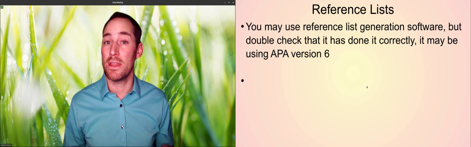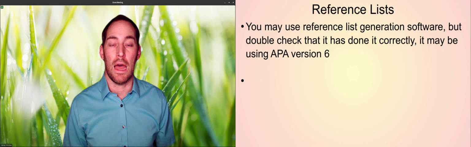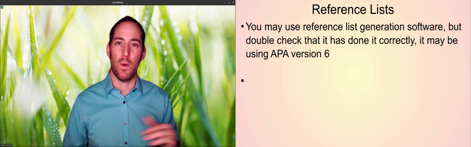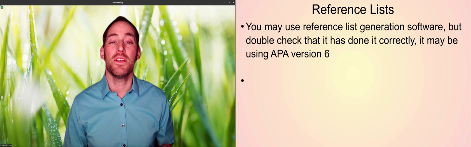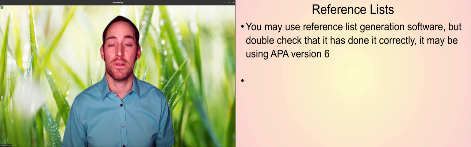I actually use Mendeley to generally make a first draft of a reference list, because that's where I store all my research articles, and it helps me as I'm going through. But make sure that it's done it correctly. There's other websites, other programs that can generate a reference list, but double check that they are correct.